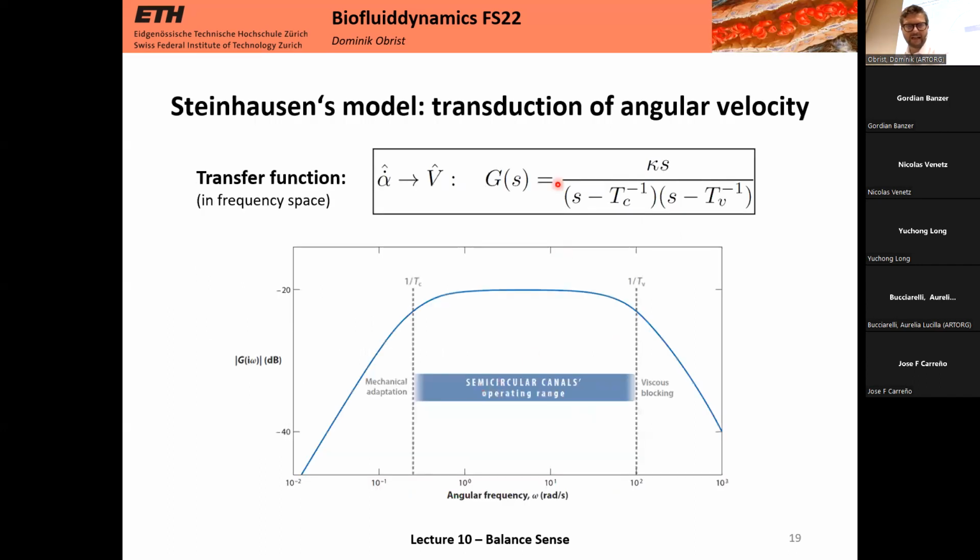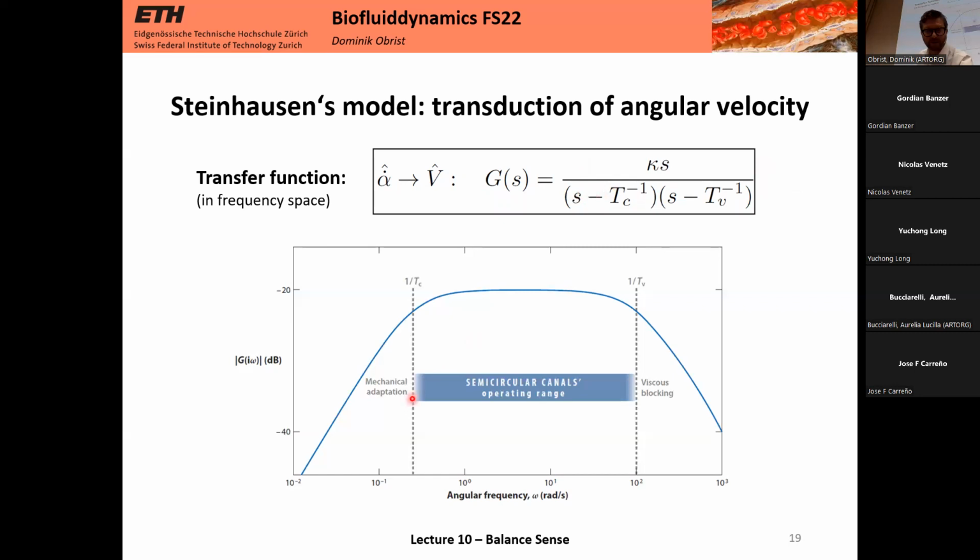If you do the whole analysis of the Steinhausen model in frequency space, maybe you have seen this in control theory, you can do these Bode diagrams. I can show that the transfer function going from the angular velocity of the head to the cupola displacement can be written like that. So this is the transfer function. S is the frequency coming from the Laplace transform.